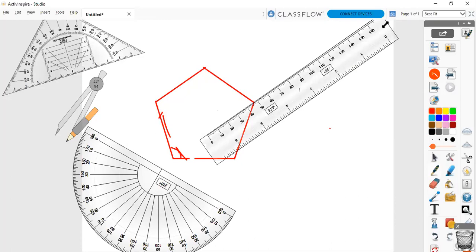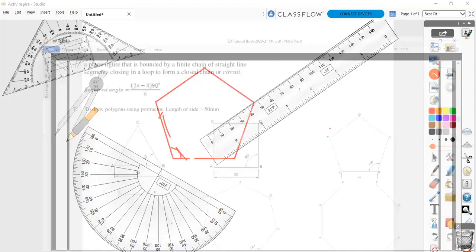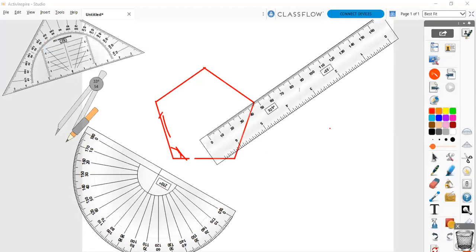Is it clear to you? Please do raise your hand if it is clear to you. We learned how to draw a triangle, square and pentagon, which are types of polygon, and to calculate the angle we are using this equation: (2n minus 4) into 90 divided by n.